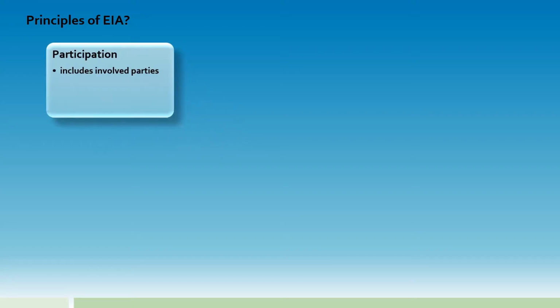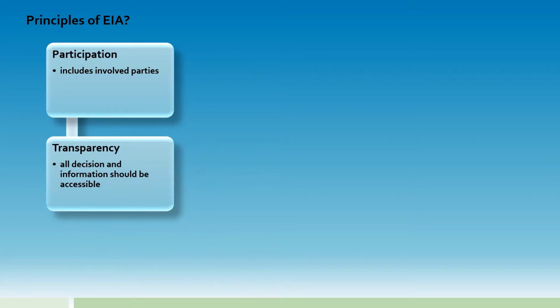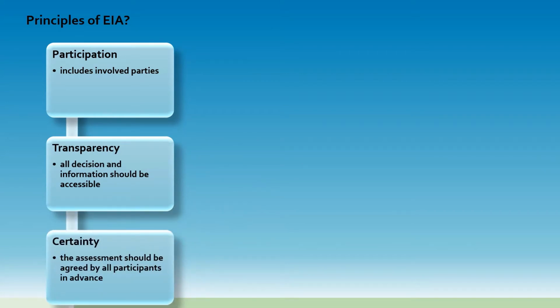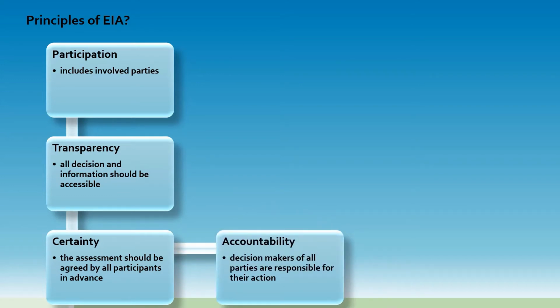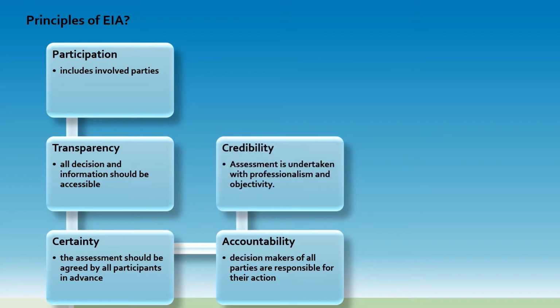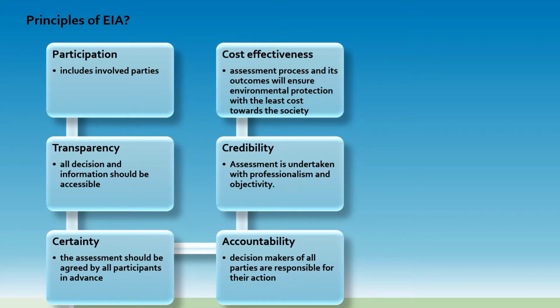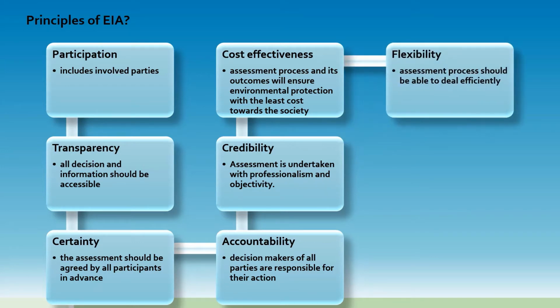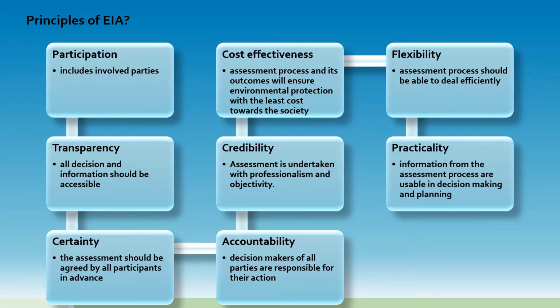EIA is formed with a few principles that apply: participation, which must include all parties; transparency, all decisions and information should be accessible by all; certainty, the assessment should be agreed by all participants in advance; accountability, decision makers of all parties are responsible for their actions; credibility, the assessment is undertaken with professionalism and objectivity; cost effectiveness, the assessment process and its outcome will ensure environmental protection with the least cost to society; flexibility, the assessment process should be able to deal efficiently and practically; and usability, information from the assessment is usable in decision making and planning.